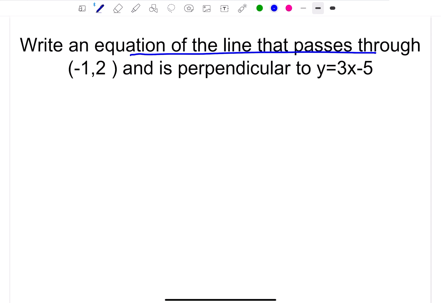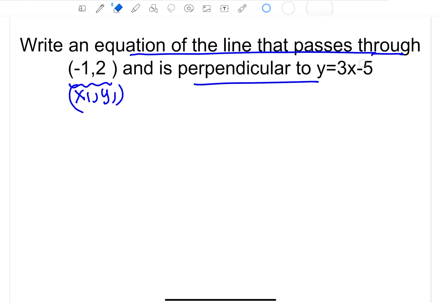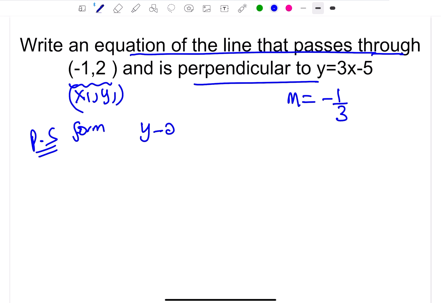One last example. In this case, we're given the equation. We want to write the equation of the line that passes through this point. So this is my point x1, y1, and it's perpendicular to this line, y equals 3x minus 5. When two lines are perpendicular, their slopes are opposite reciprocals of each other. So for my line, the slope will be negative 1/3, which is the opposite reciprocal of 3. Again, let's use the point slope form, which is y minus y1 equals m times x minus x1.